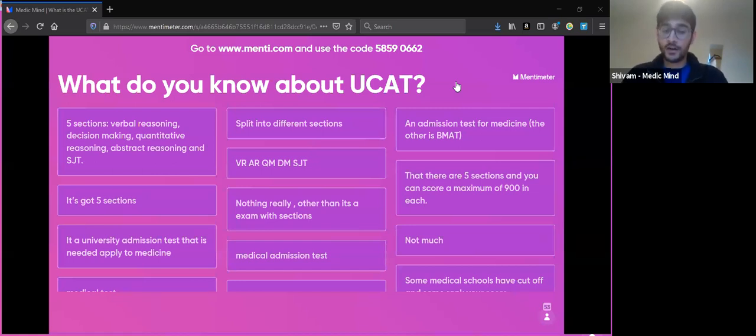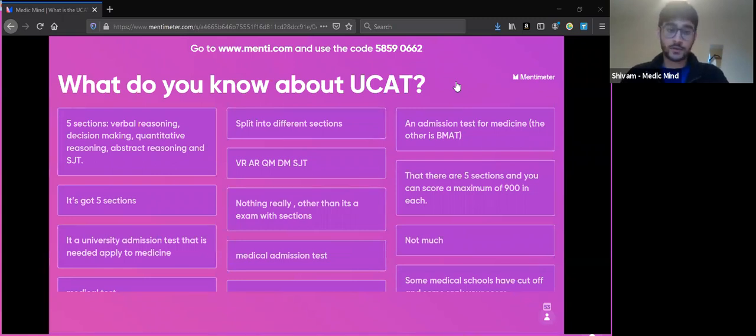Now, the key part of this, Ellie, is that it's split into 5 different sections, and someone's written it there. It's verbal reasoning, decision making, quantitative reasoning, abstract reasoning, and SJT, which is situational judgment test. So 5 different sections that you need to start getting your head around. Again, we'll be covering this today in the talk and talking about what that all means.